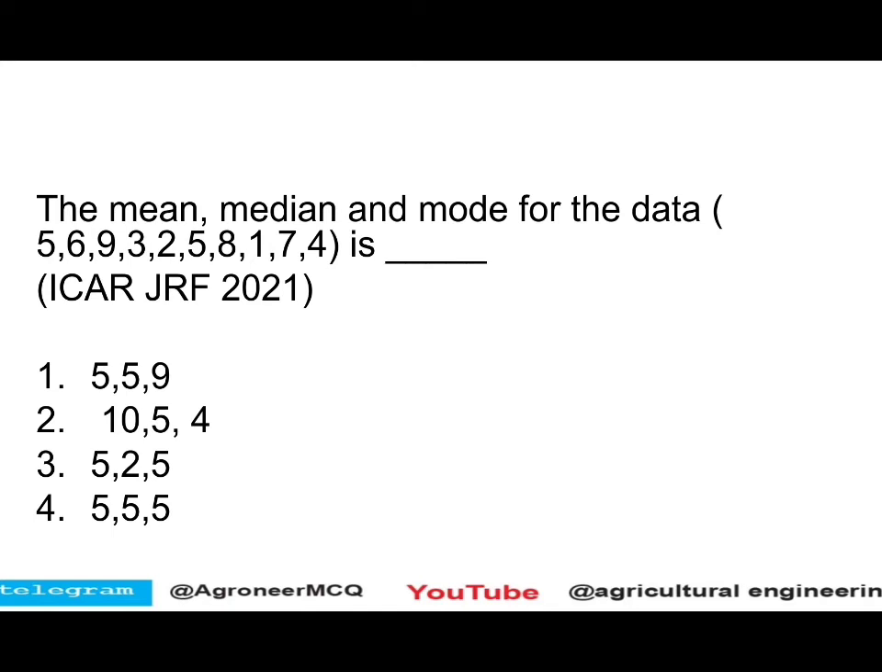In the ICAR JRF exam 2021 they asked one question: the observations are given and we have to find the mean, median and mode. You just pause the video for some time and find out the mean, median and mode. If you are not able to find out, then let's go for the solution.